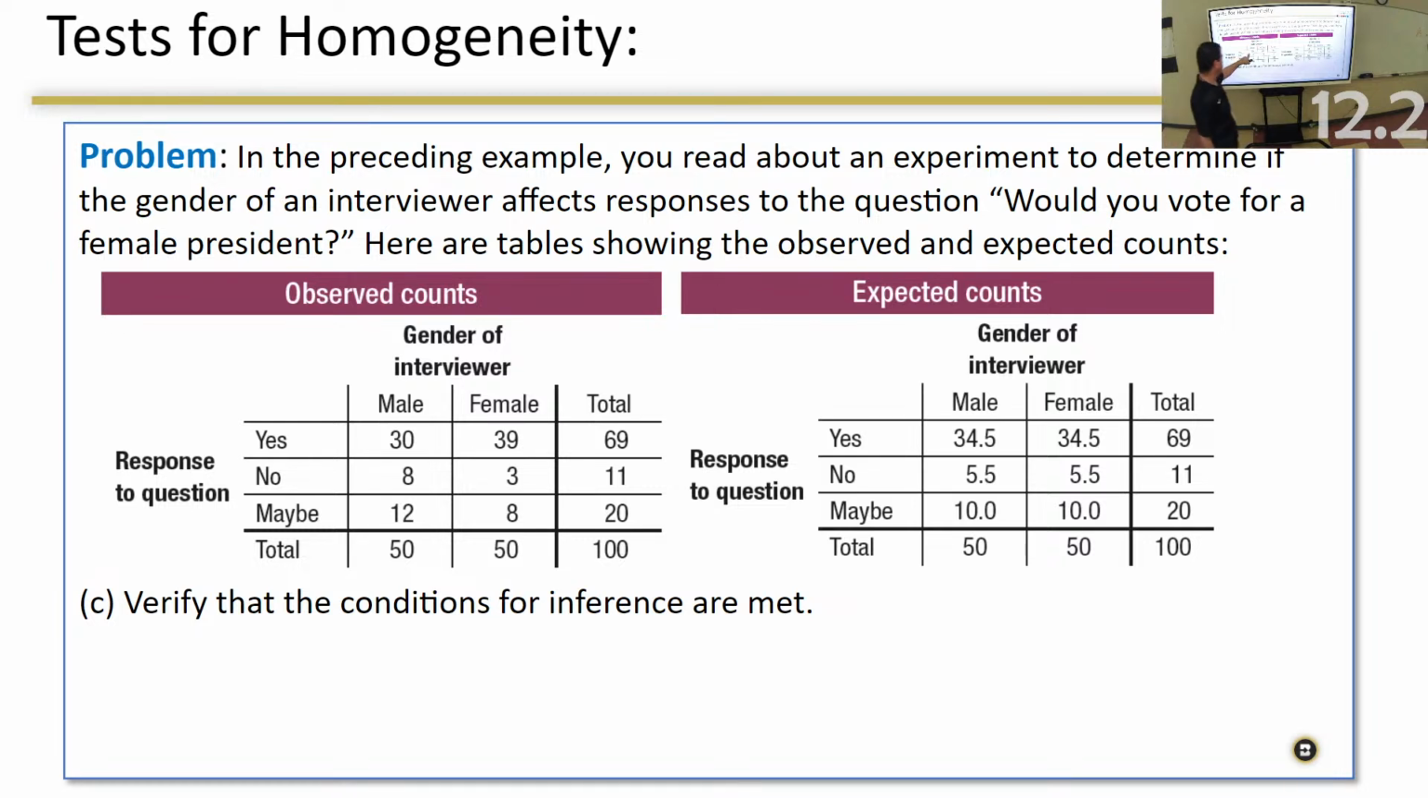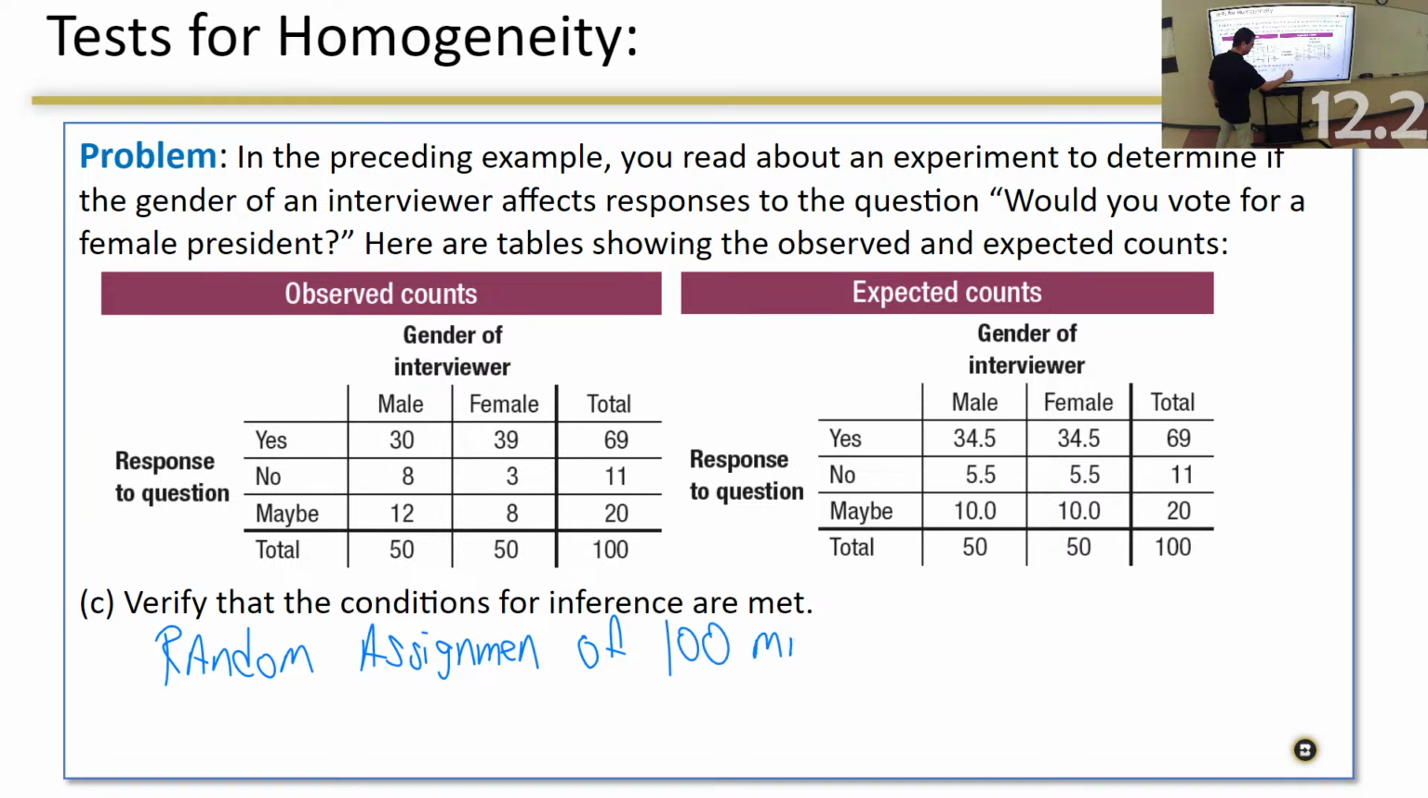Here are all the observed counts. Here are all the expected counts. Verify that the conditions are met. Random assignment of 100 males. What does that mean also with my 10%? Don't check it. Don't check it.